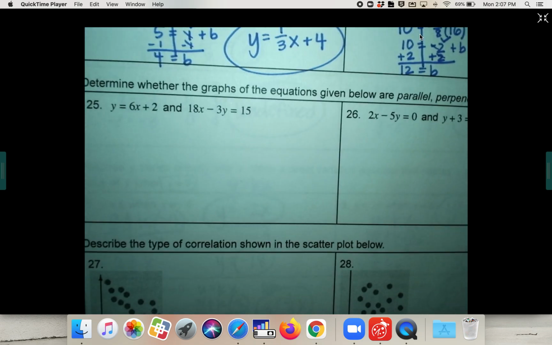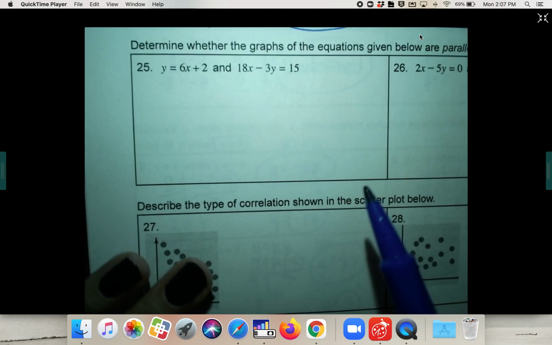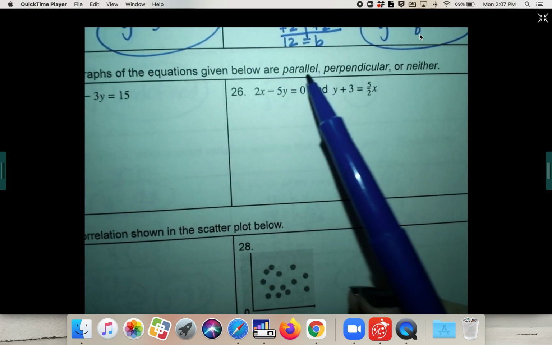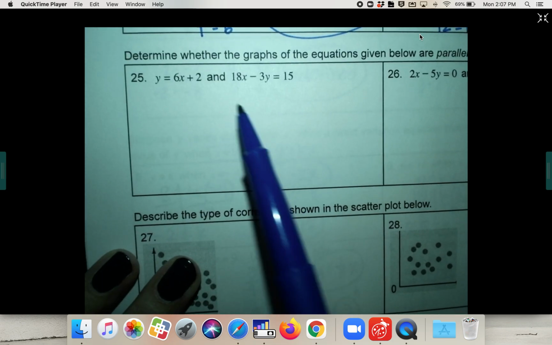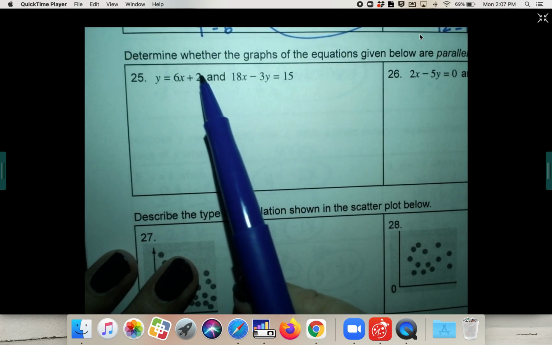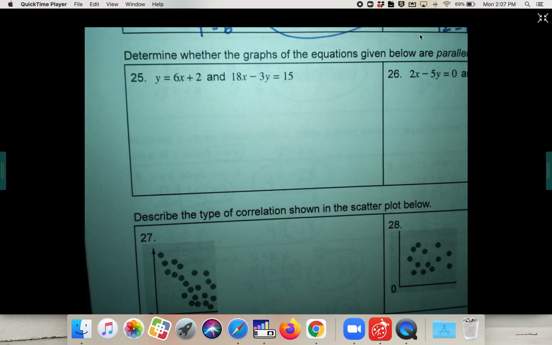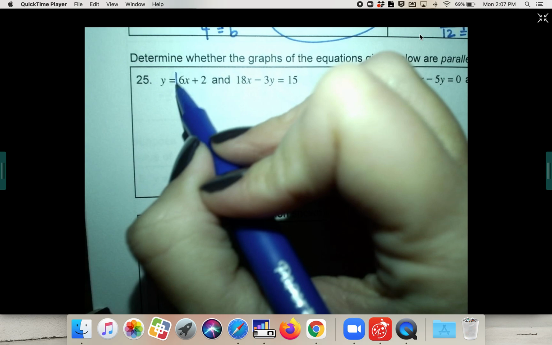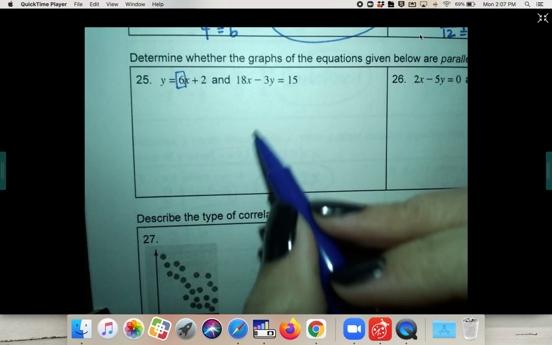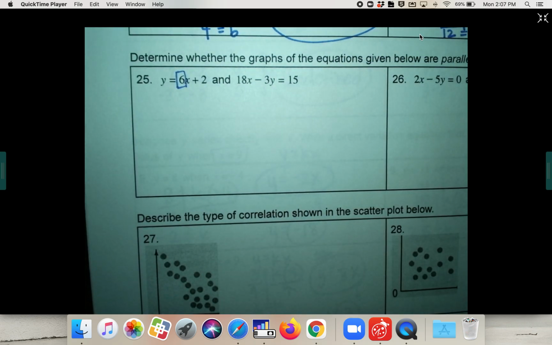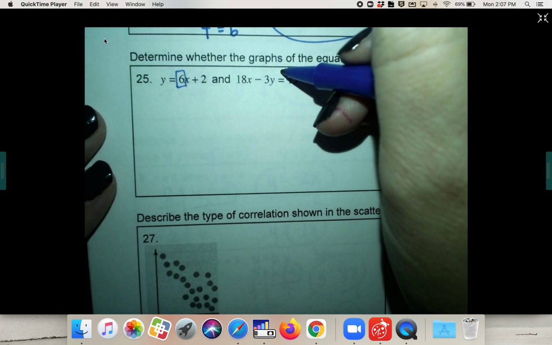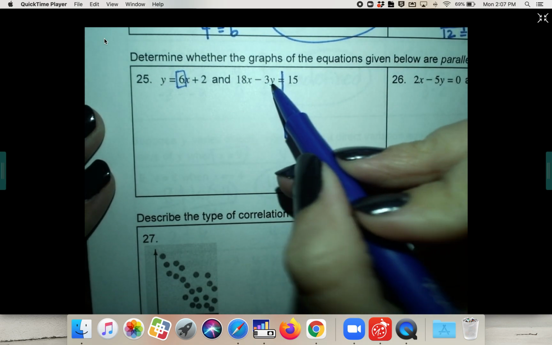All right, now that we know about parallel and perpendicular, it says decide whether these are parallel, perpendicular, or neither. So you've got y equals 6x and then whatever, in a problem. We know that the slope is 6 in the first one, but we don't know what the slope is in the second equation because it's not in slope-intercept form like the first one is. So we get to rearrange it. We need to get y by itself.